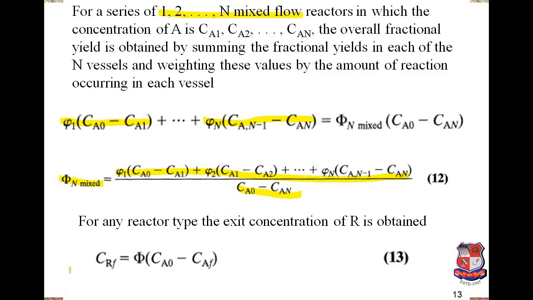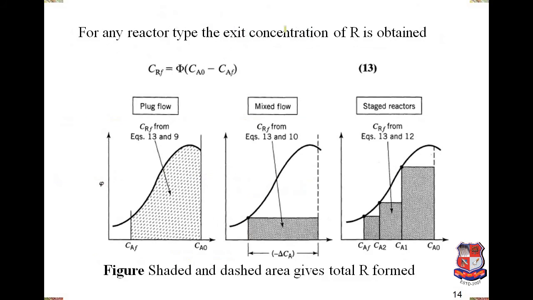Right. So now CR final, the R formation. For any reactor, the exit concentration of R is obtained from the overall yield. The overall yield is nothing but the number of moles of R formed divided by the total number of moles of A consumed, multiplied by the total A consumed, CA0 minus CAf. So that's what you can use, whether it is for a CSTR or a PFR. It is the same correlation we are using. So for any type of reactor, the exit concentration of R is obtained from this correlation. That is a simple, very interesting one.